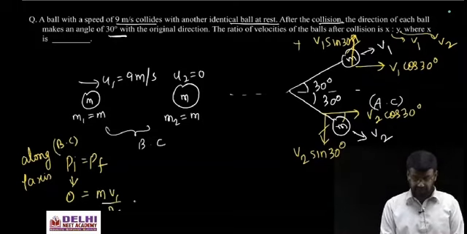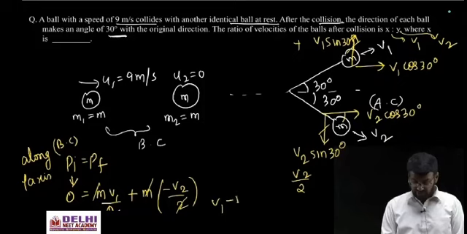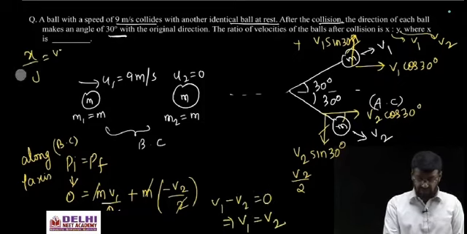V2 by 2. So m by 2, that will go that side, it will get divided by 0, so that is 0. So therefore you will get V1 minus V2 equal to 0. This implies V1 is equal to V2. Therefore if you take the ratio x by y, which is V1 by V2, that is coming out to be 1:1.